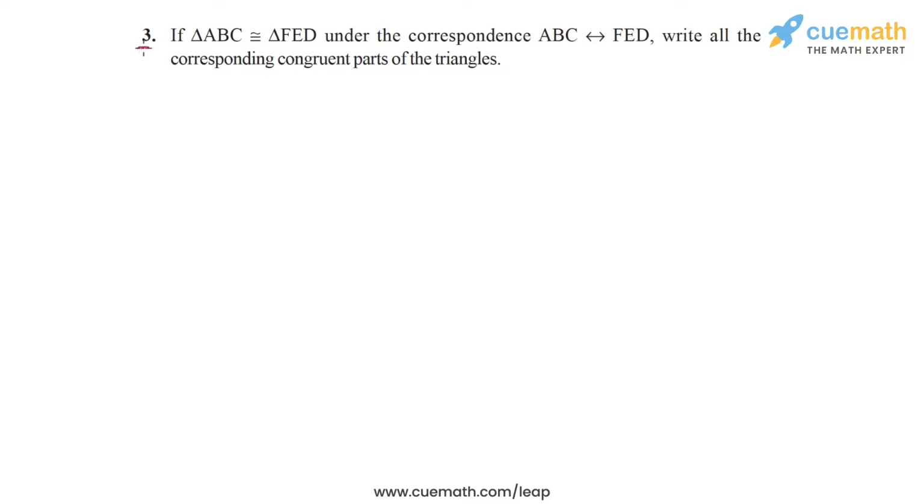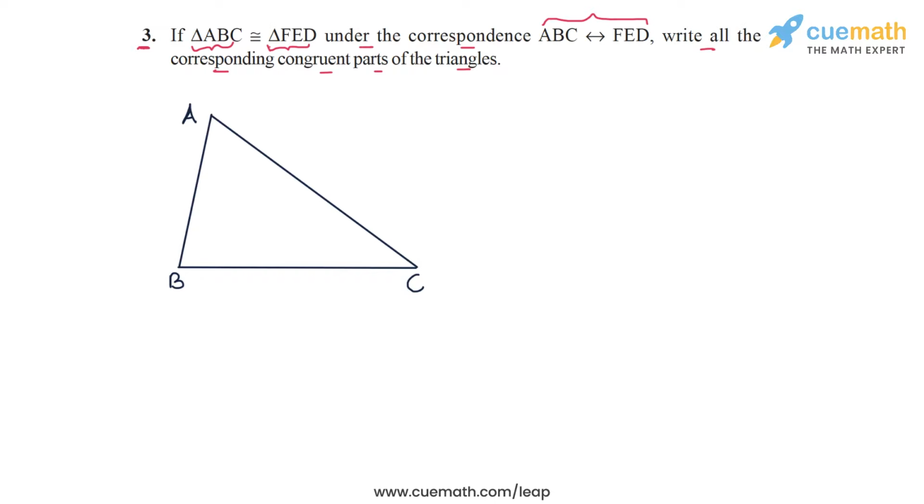Question 3 of this exercise says, if triangle ABC is congruent to triangle FED under the correspondence ABC corresponding to FED, write all the corresponding congruent parts of the triangles. So here's a figure of an arbitrary triangle ABC that I've drawn.